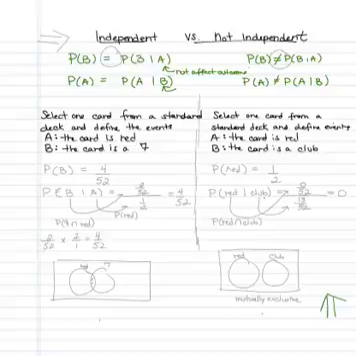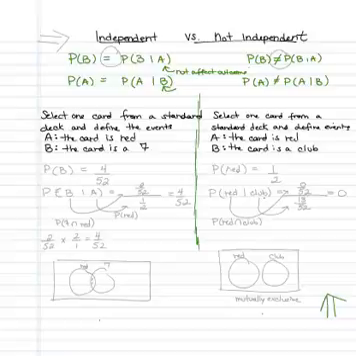So when we look at the two examples that I have written here, I put the independent one on the left and the not independent one on the right, which would end up working out. And you can kind of tell when you even just look at it. One card that you're picking from a standard deck. Set A is the card is red, and set B is the card is a 7.